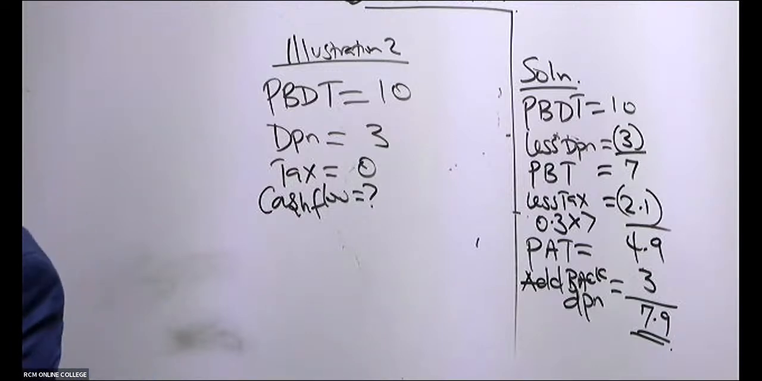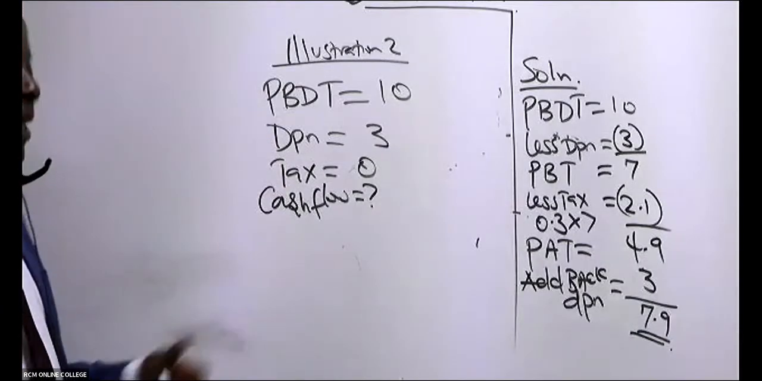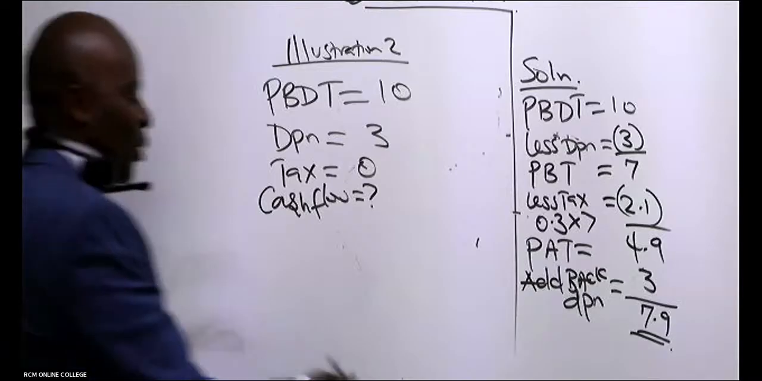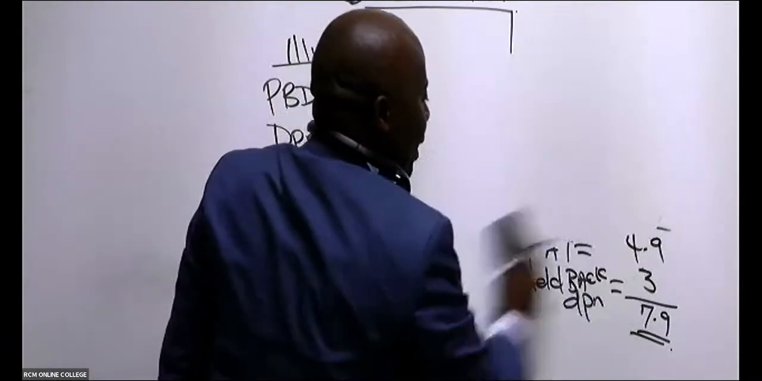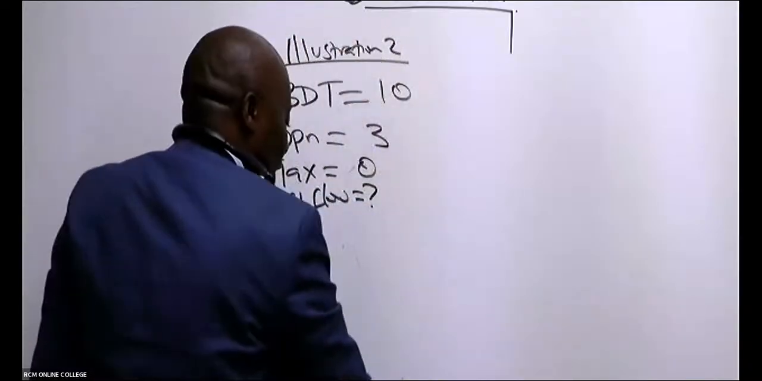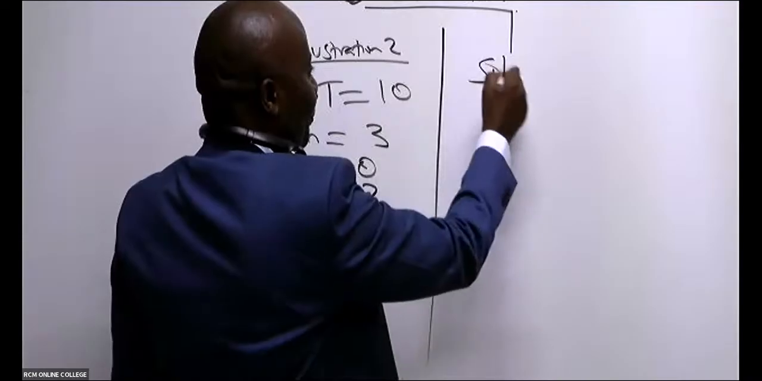Remember what we said. If tax is zero, depreciation is zero, and whatever profit you have here becomes the cash flow, isn't it? Because even if you try doing this using the longer approach, you'll get the same thing using the longer approach.